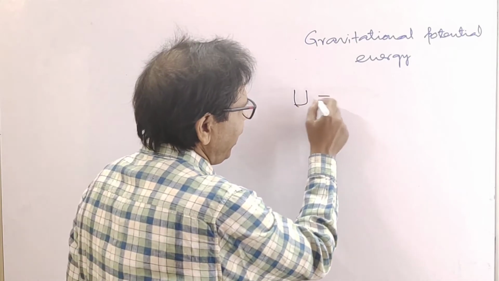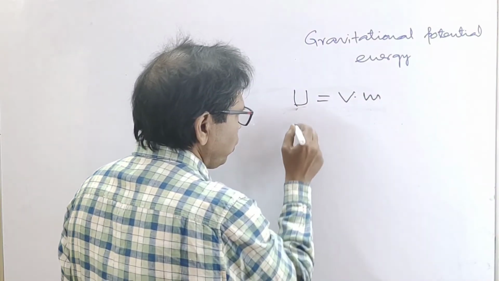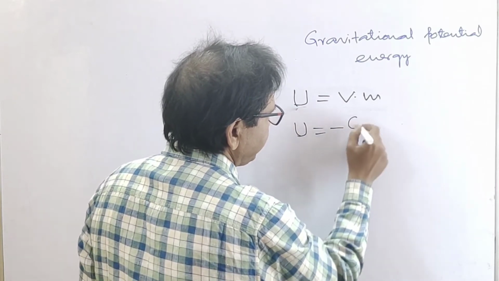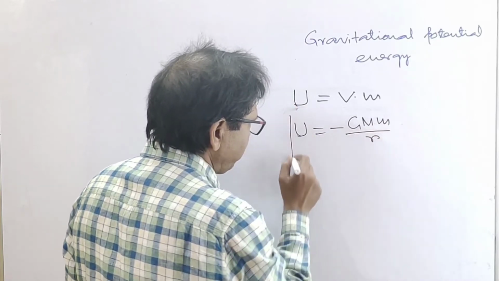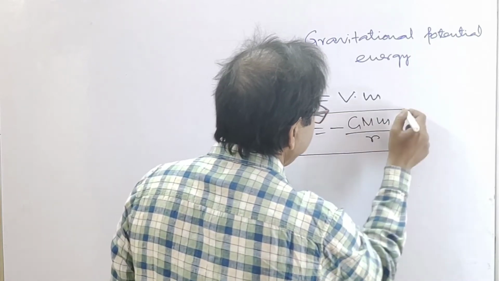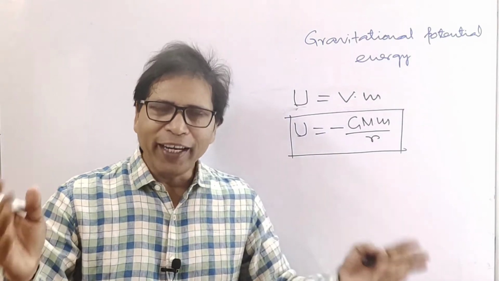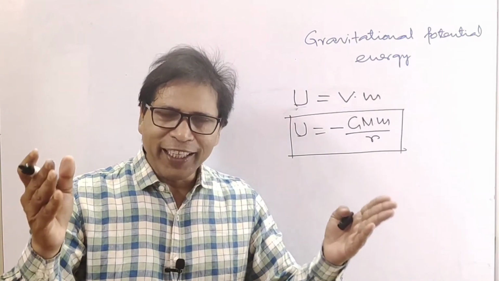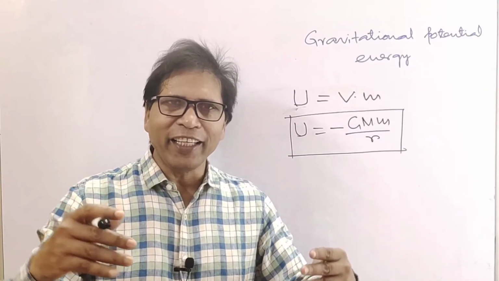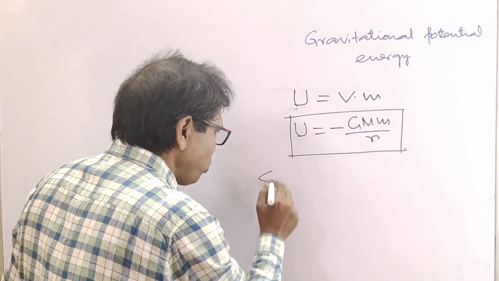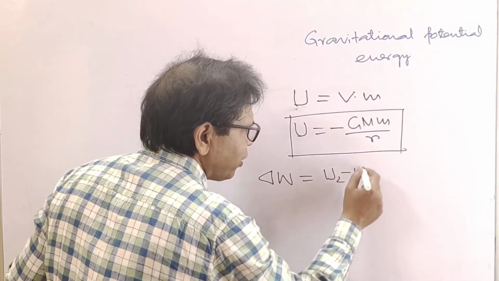So potential energy is the potential into mass of the body. Therefore U equal to minus G capital M small m divided by R is the expression of potential energy. Okay, now work done. Work done is equal to potential energy at the final position minus potential energy at the initial position. So look at this, work done delta W is U2 minus U1.